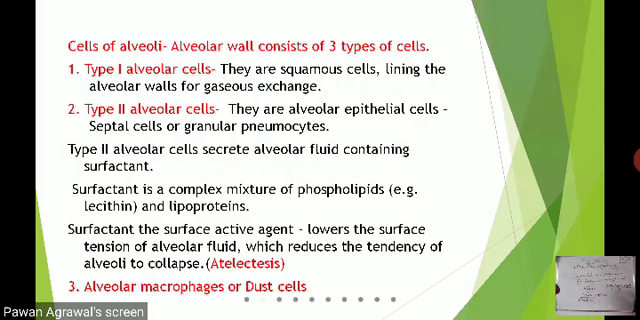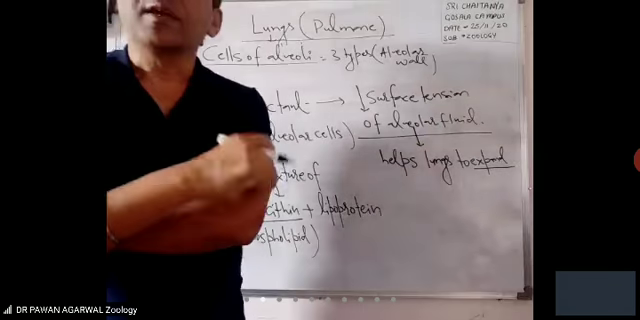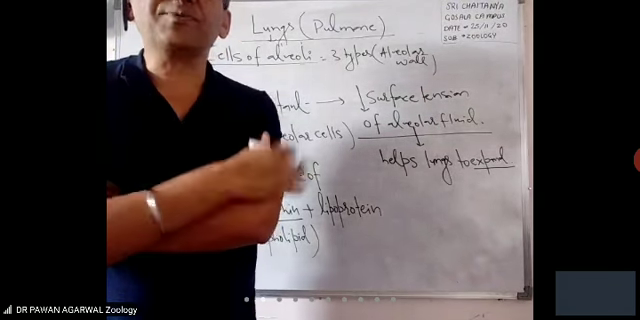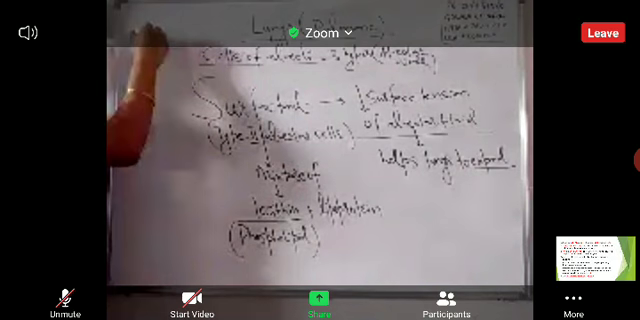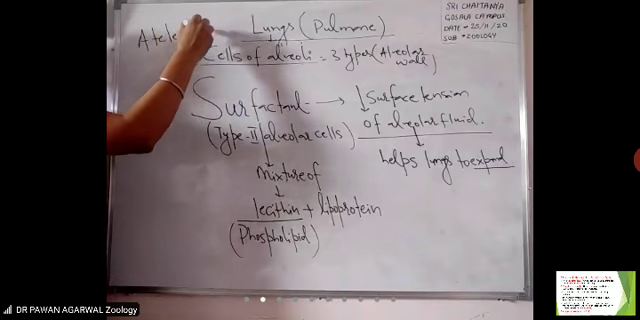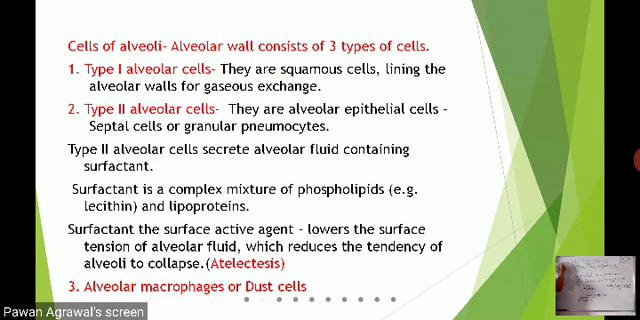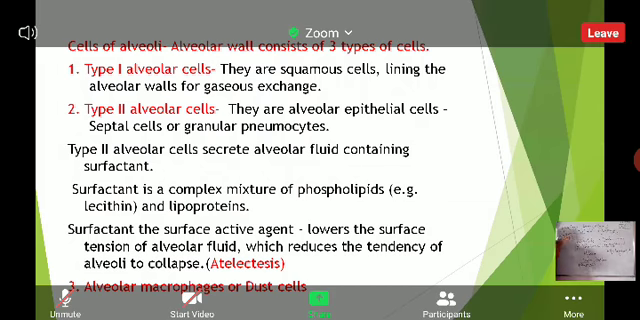Sometimes in the lungs, the surfactant is absent, and it's a genetic disorder. So the lungs are unable to expand. They collapse, and the collapsing of lungs is known as atelectasis. What is atelectasis? That is the collapsing of lungs. So this is the point that you have to remember.